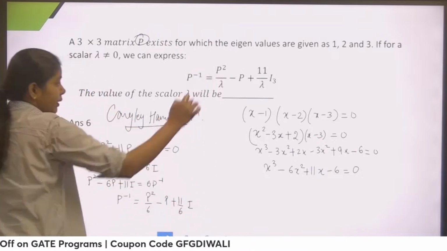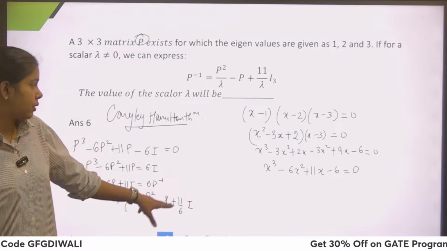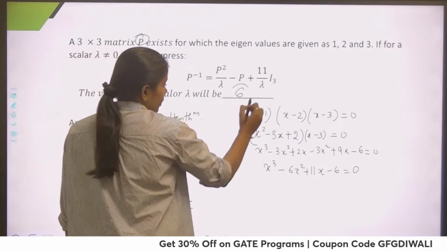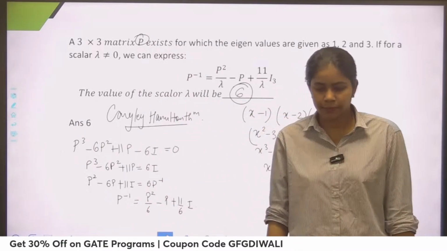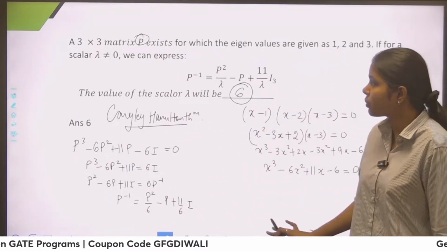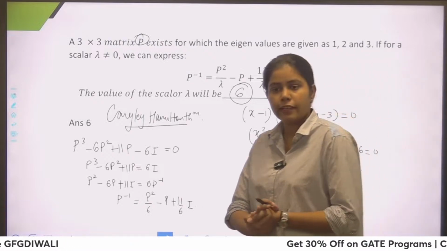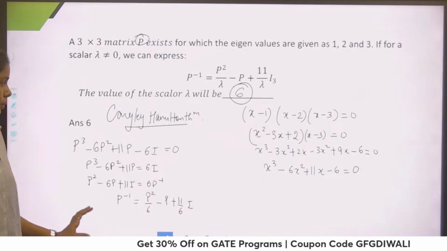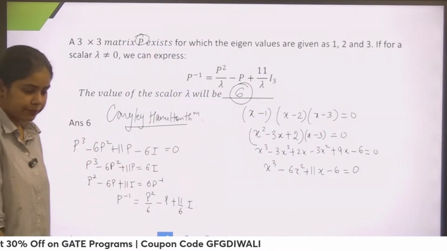Now if I compare with what they have given to us, the equation, you can compare. The value of lambda is 6. The value of lambda is 6 here, right? So 6 is the answer. So I hope this question is clear. Let me know, guys, if there is any question or doubt in this. We have to just apply the Cayley-Hamilton theorem to solve this question.